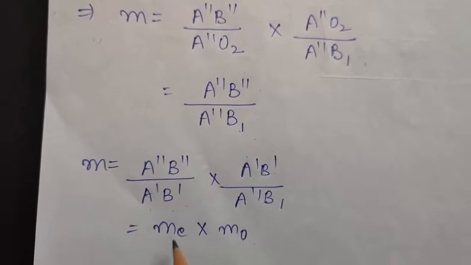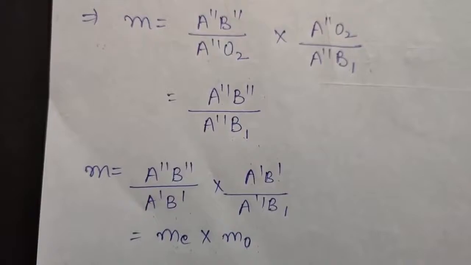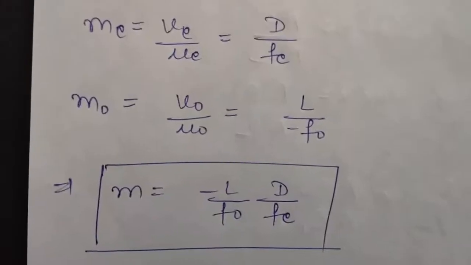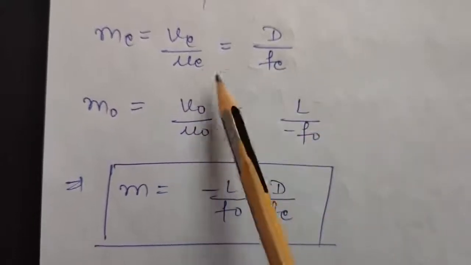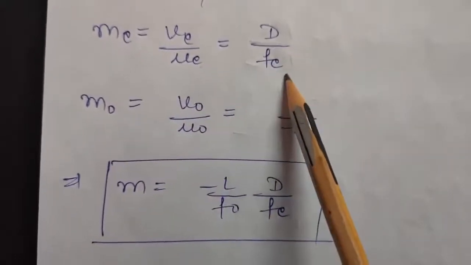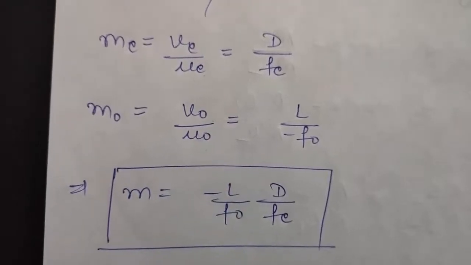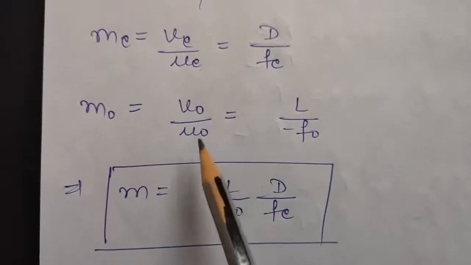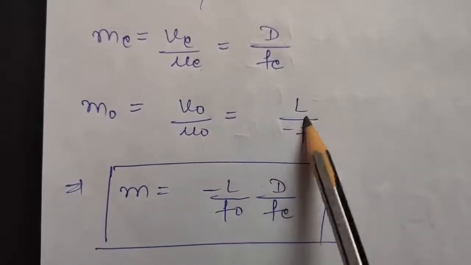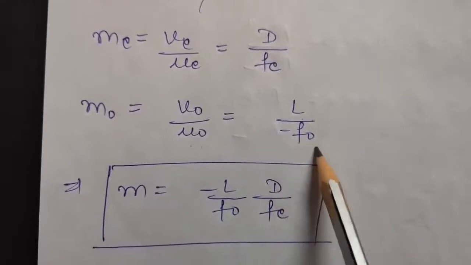So now we will just put the values of ME and MO and we will get the magnification for this case. So ME, as you know, it will be VE by UE for a lens. So therefore it will be D by FE, and M0 is V0 by U0, and as we have considered in last case also that if the V naught is nearly equal to L, that is length of microscope tube, and U naught nearly equal to F naught, that is focal length of the objective lens.